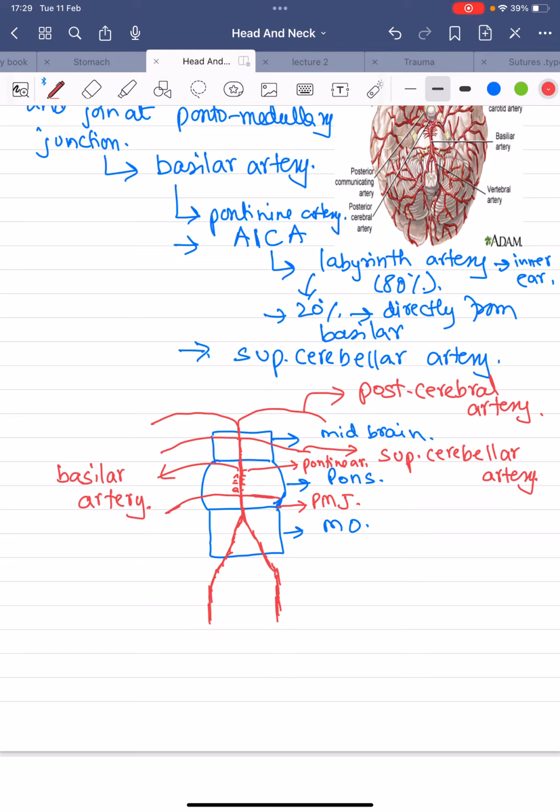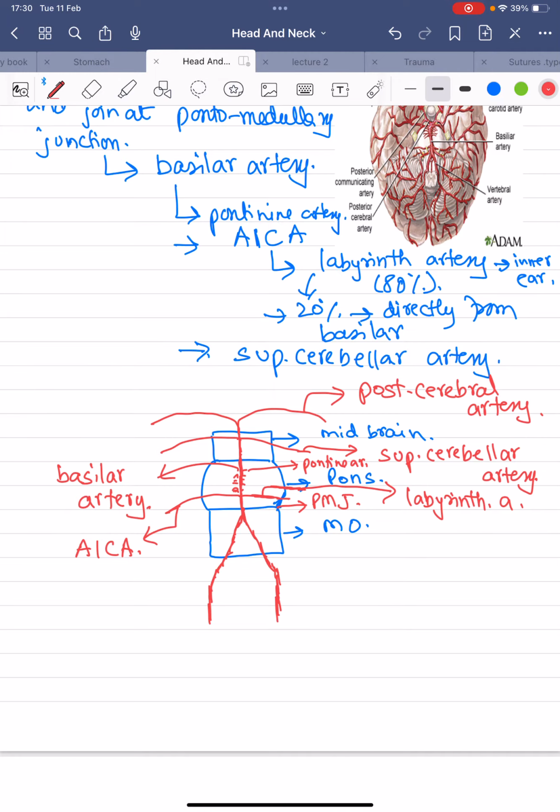So this branch is known as what? This is known as the anterior inferior cerebellar artery, AICA. And from this AICA, there is one branch I will draw here on this side. This branch is known as what? This is your labyrinth artery. So please remember, the labyrinth artery, which is giving blood supply to your inner ear, in 80% of the population is coming out directly from the AICA. In 20% of people, it is coming out directly from the basilar artery.